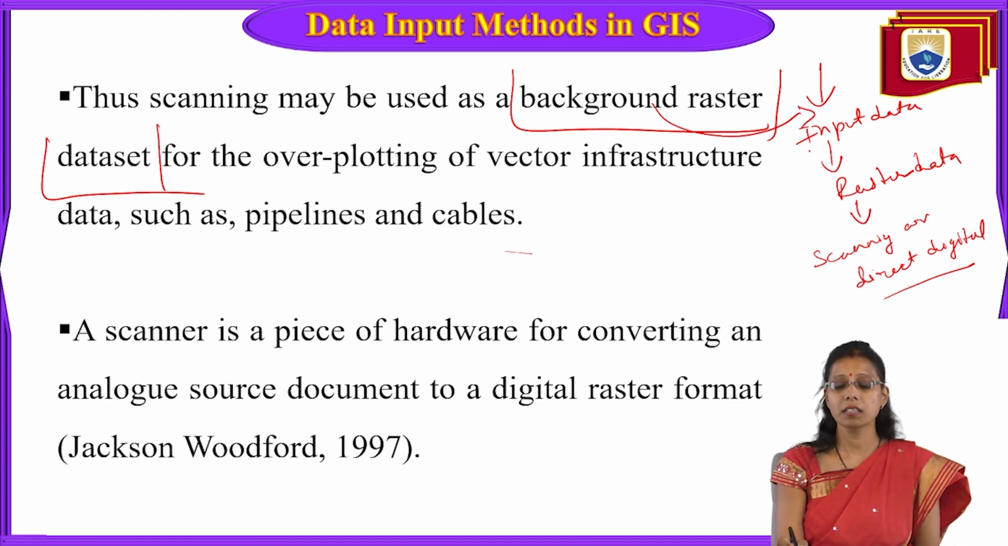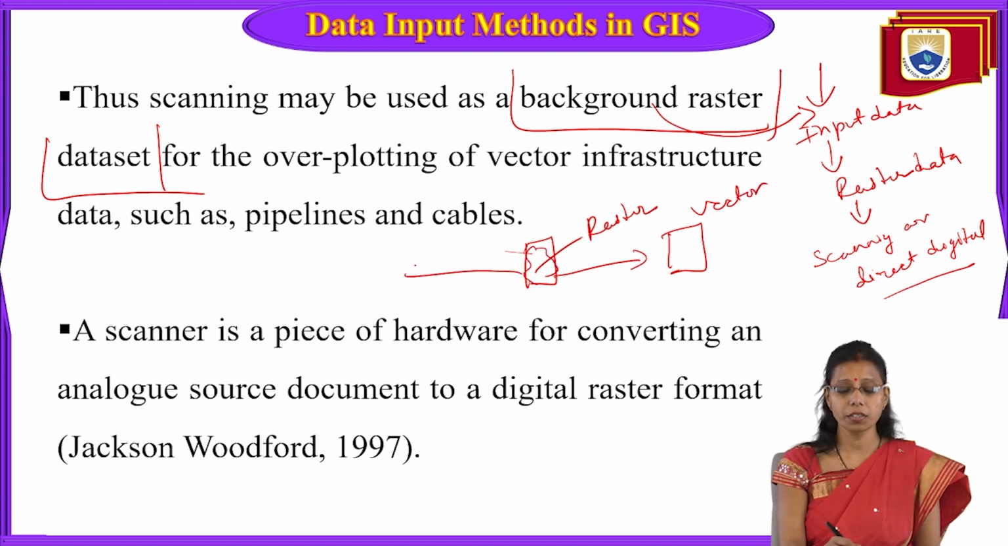Background raster is the input file, because when you want to convert raster to vector, suppose this is the image information, this information we are going to convert into vector. If you want to convert this to vector, this raster we have to use as a background raster.